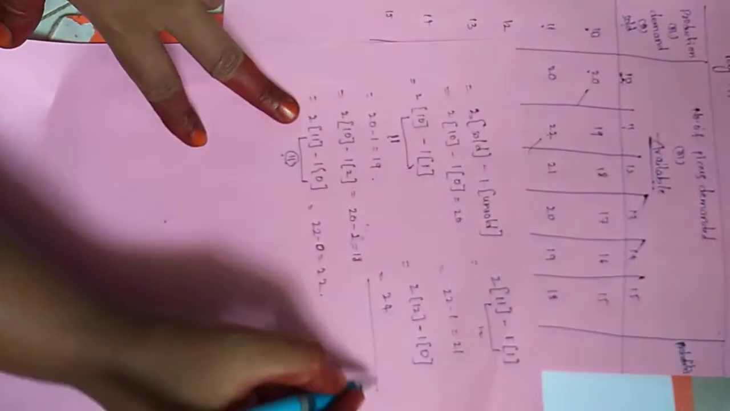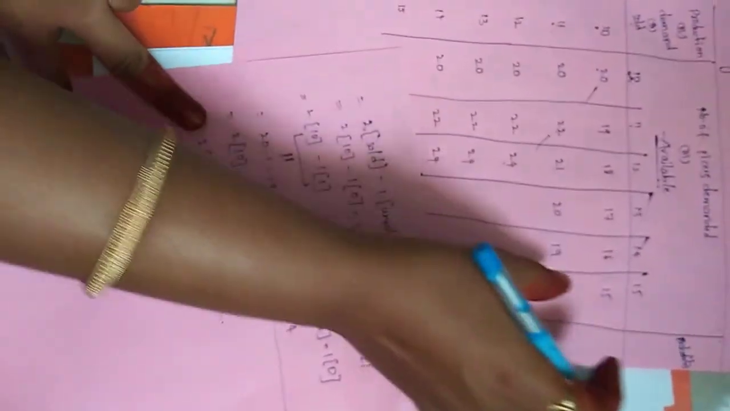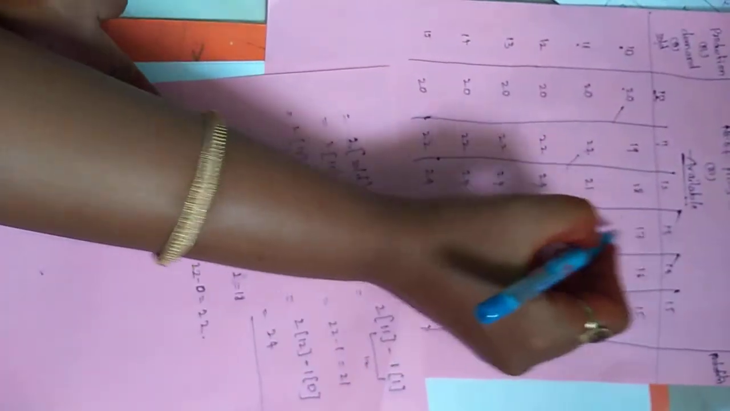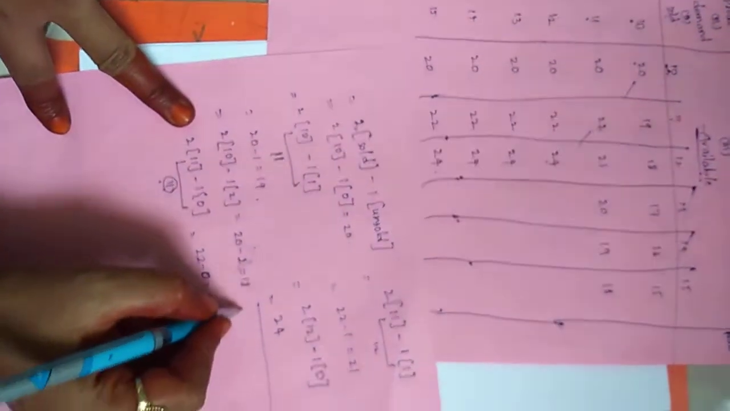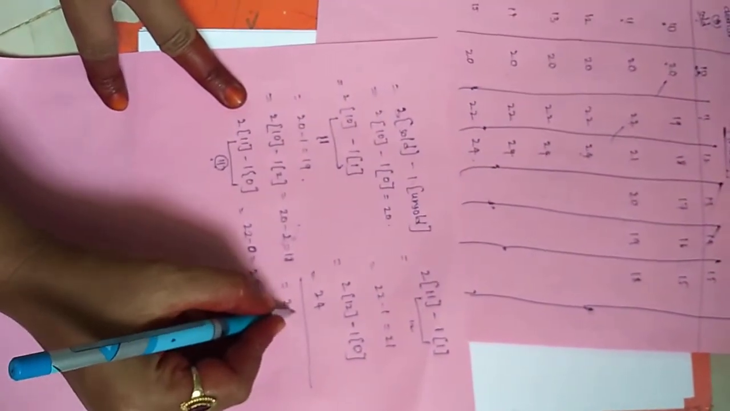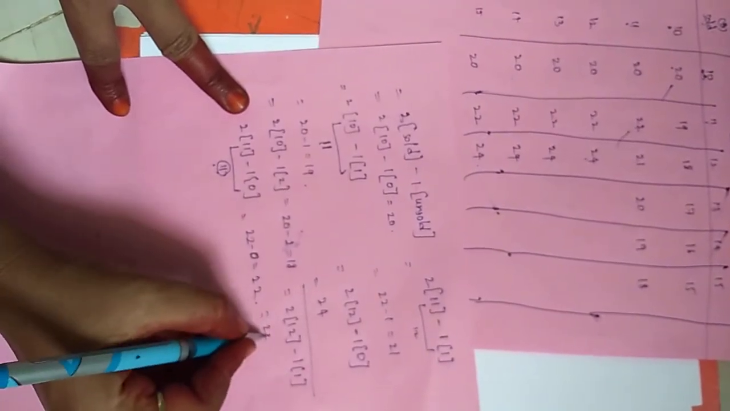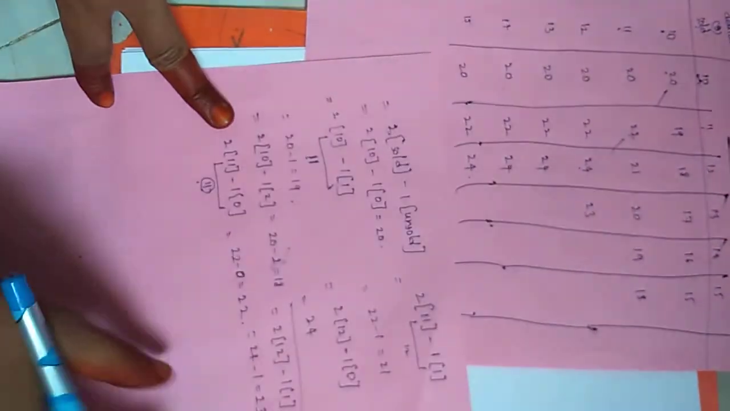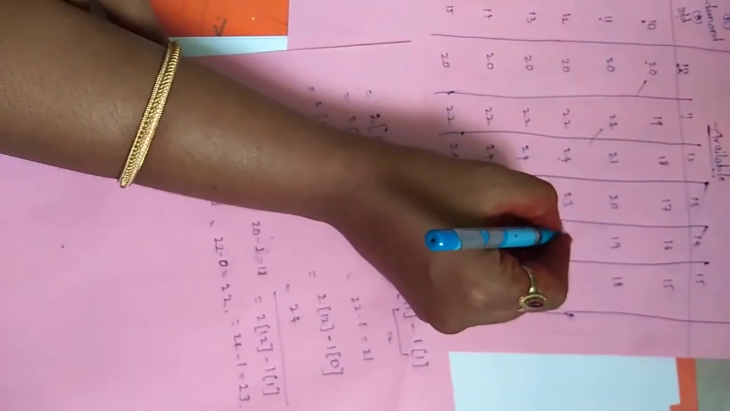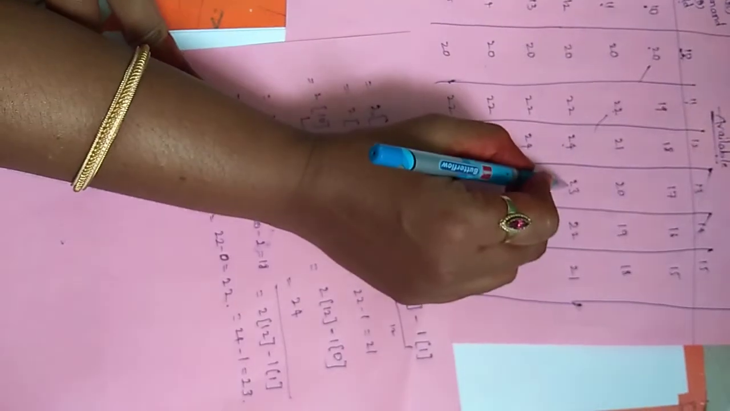Next, here available are 13, but we sold only 12. It means the remaining 1 is unsold. So it's 2 into 12 minus 1 into 1, that is 24 minus 1, which is equal to 23. We write 23 here. Next we get 22 and 21, because the value decreases by one.